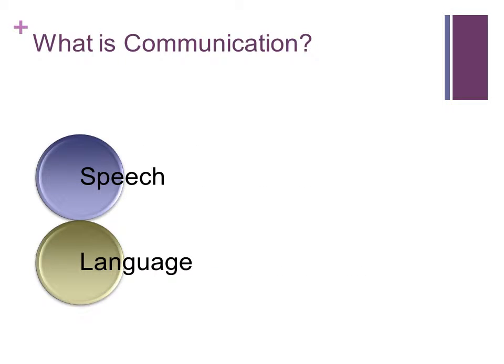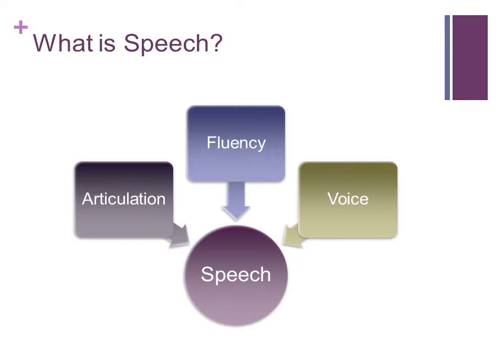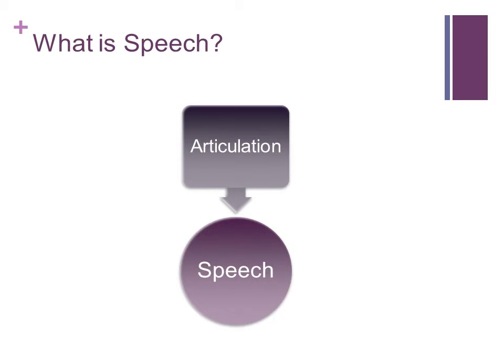It can be broken into two components, speech and language. Speech can be separated into the categories of articulation, fluency, and voice. Articulation refers to the way the sounds of speech are produced. A child who has difficulty producing the speech sounds appropriate for his or her age may be referred to work with a speech pathologist on articulation skills and strategies.